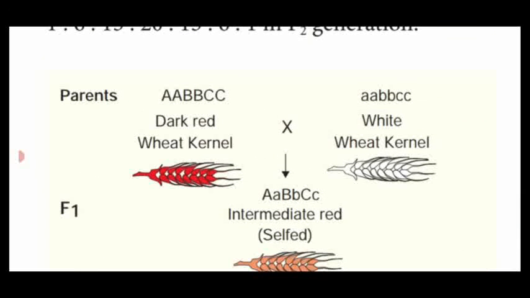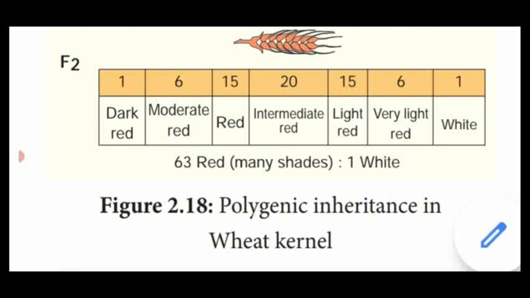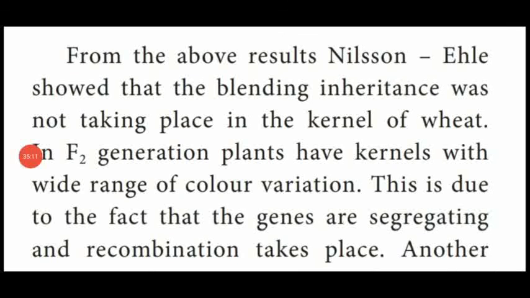First one, 2 genes, next one 3 genes. Both experiments are done in the same plant, that is wheat kernel color, by Nilsson-Ehle, proving the polygenic gene interaction. Dear students, from these two experiments or hybridization processes, Nilsson-Ehle showed that there is no blending of inheritance. That means there is no hiding or suppression of the alleles taking place in the kernel of wheat.